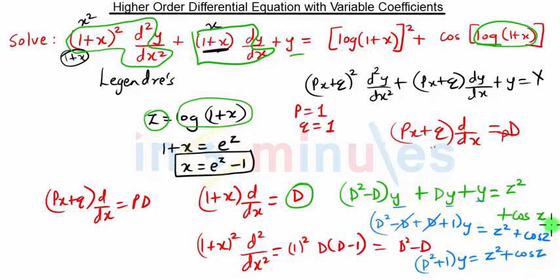So as you can see, any higher order differential equation with variable coefficients can be reduced to this equation, which is f(D) y equal to some function of z. This is the higher order differential equation with constant coefficients.